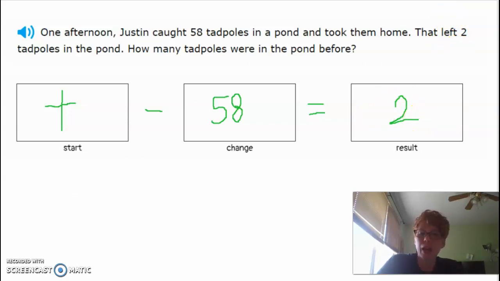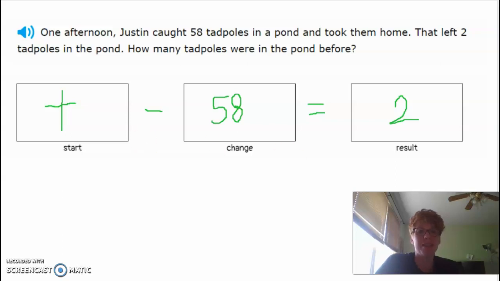So now we have what's called an equation where it says T, or something, take away 58 equals 2. Something take away 58 equals 2. And some of you who are very good with your addition and subtraction, you can say, well, Mrs. Stalkup, I can turn that back around and I can say 2 plus 58 is 60. And you would be correct. But this is how we would set up that equation, a math sentence that matches this word problem.